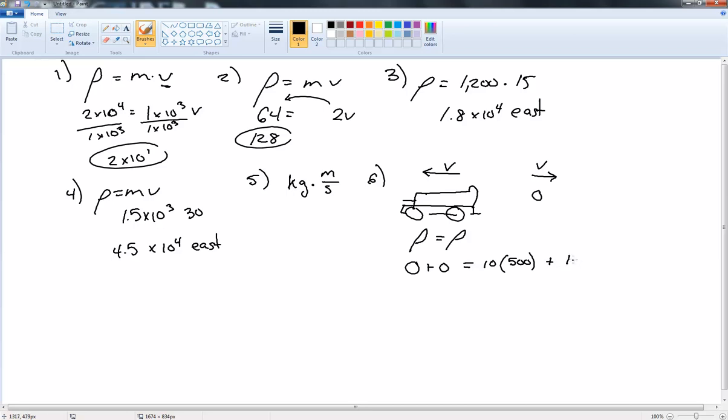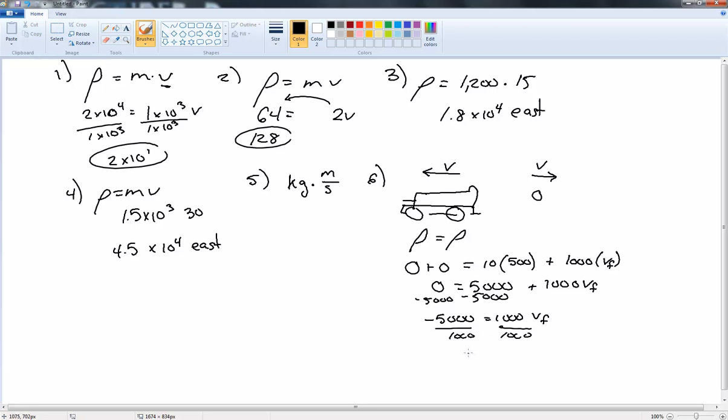Now the cannon has a mass of 1,000, and we don't know what the speed of the cannon is at the end. So that's what we're looking for. So the momentum before the collision was 0. So we know that the momentum after the collision has to be 0. So in this case, we can say that 0 equals 5,000 plus 1,000 VF. Subtract 5,000 on both sides. And then we're going to get negative 5,000 equals 1,000 VF. Divide each side by 1,000.